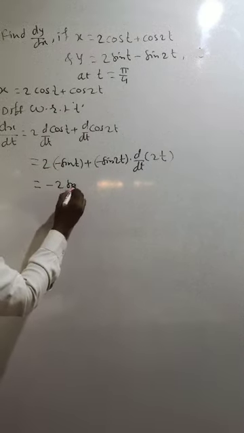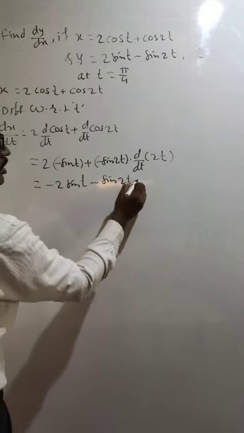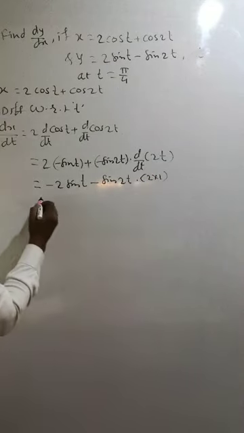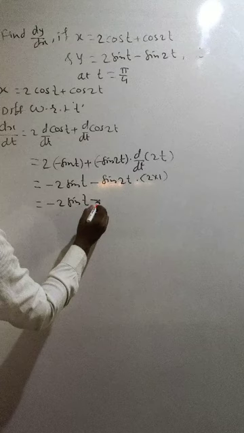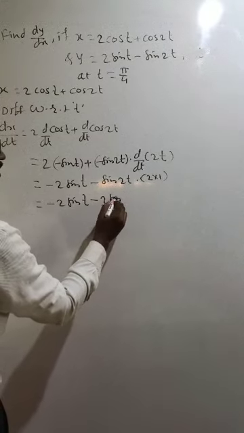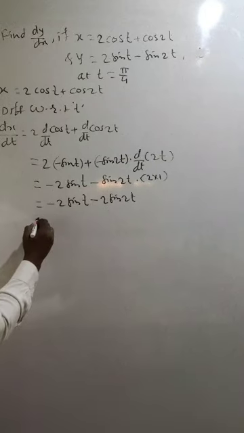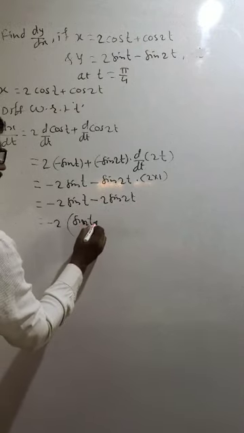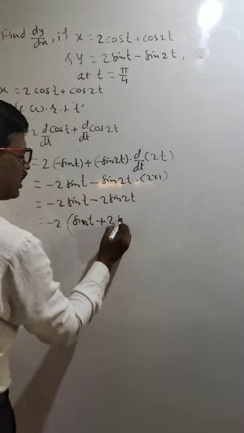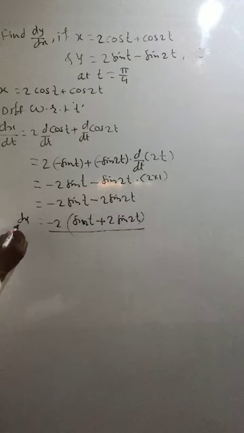minus 2 sin t minus sin 2t into 2 into 1 equal to minus 2 sin t minus 2 sin 2t. 2 common, minus 2 common, sin t plus 2 sin 2t. This is the value of dx by dt.